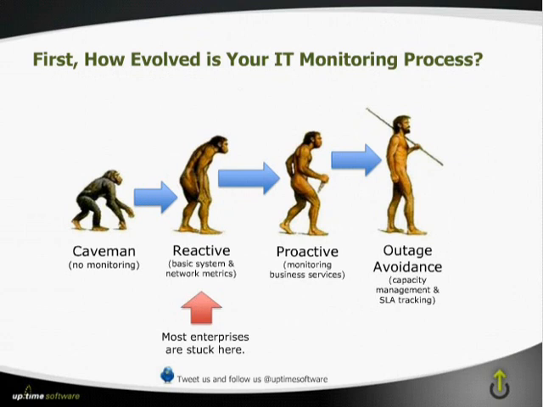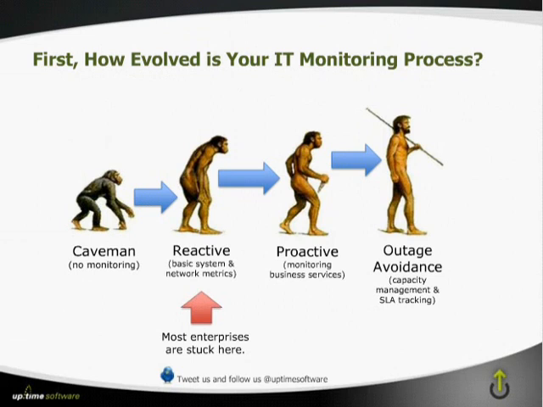Okay, so here's the poll. It's pretty simple. Where would you rate your IT department based on that evolutionary scale? Are you a caveman with no monitoring? Is your IT department reactive, with basic metrics being monitored? Is it proactive, monitoring business services? Or outage avoidance, capacity planning, SLA management, et cetera?